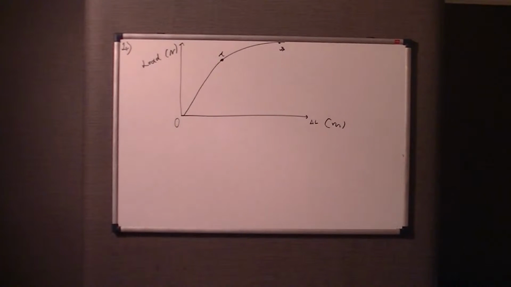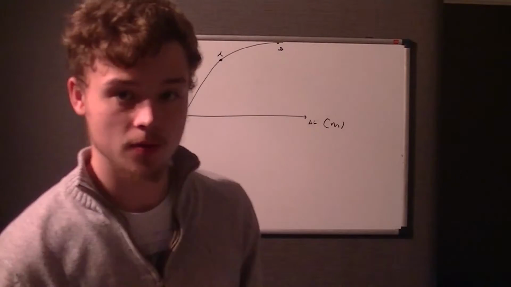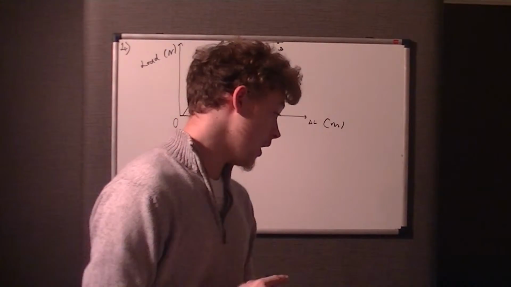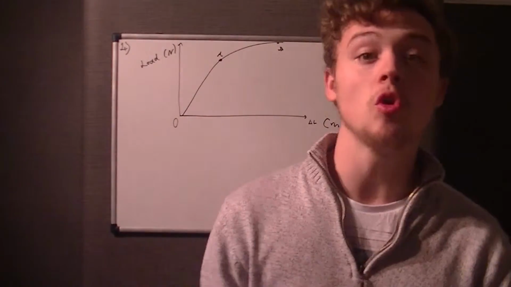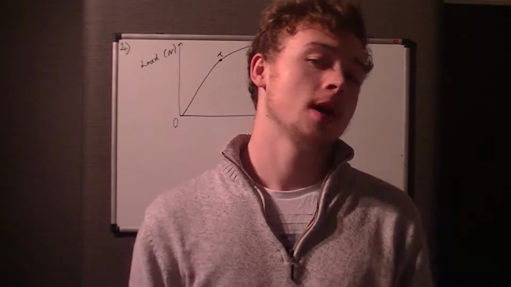Welcome, this is question 4 for AQA's June 2013 past paper. This is obviously Unit 2, as I mentioned. This question is all about Hooke's law and proportionalities, and other things that go along with it.